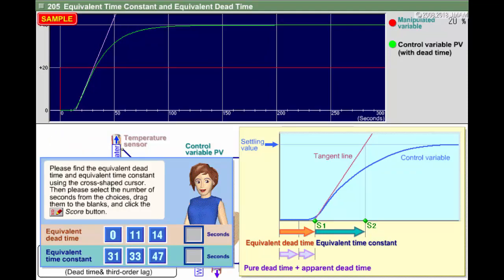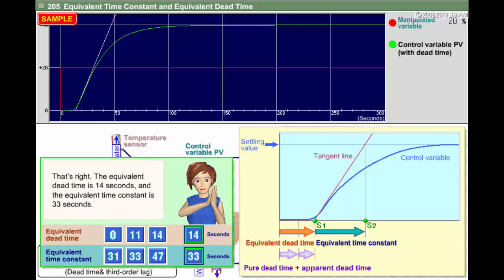Now, based on the tangent line that we just drew, let's use the cross-shaped cursor to find the equivalent dead time and equivalent time constant of the process. When you know the number of seconds in the respective times, please drag them to the blanks. That's right. The equivalent dead time is 14 seconds, and the equivalent time constant is 33 seconds.